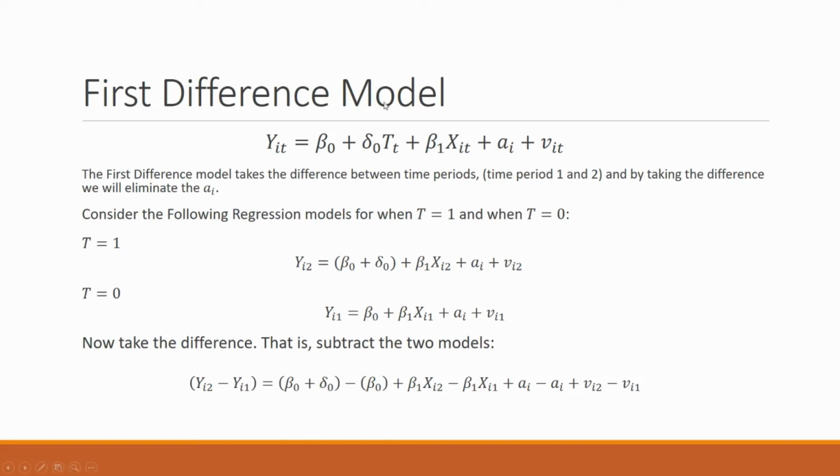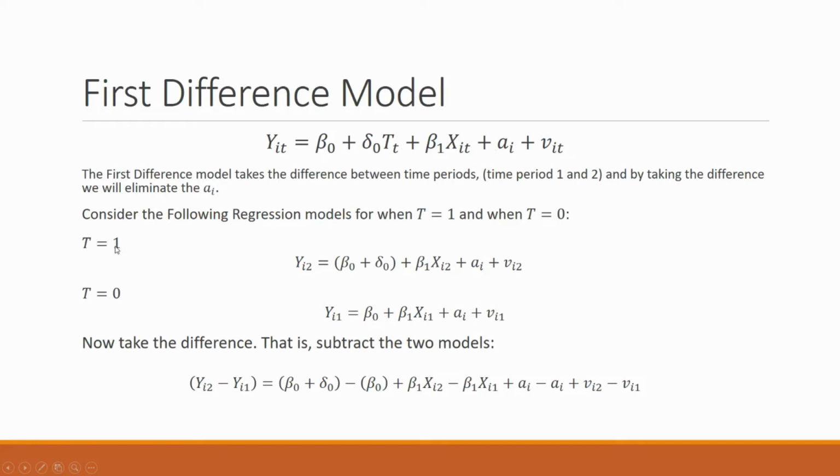All right, so here's our generic regression. The first difference model takes the difference between time periods, time period 1 and 2. And by taking the difference, we will eliminate the ai. All right, so consider the following regression models for when t equals 1 and when t equals 0. Basically we're going to take this model and first see what it looks like when t equals 1, and then we're going to see what it looks like when t equals 0. All right, so let's do that.